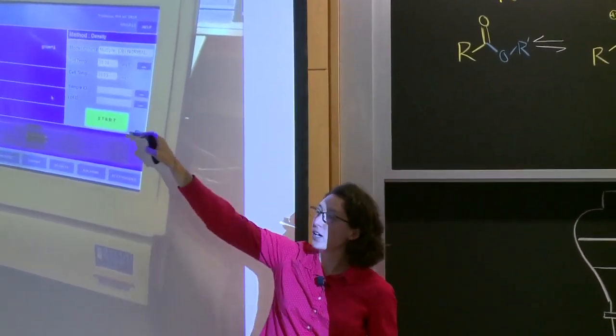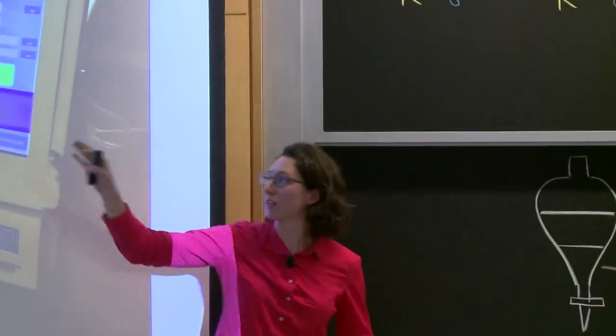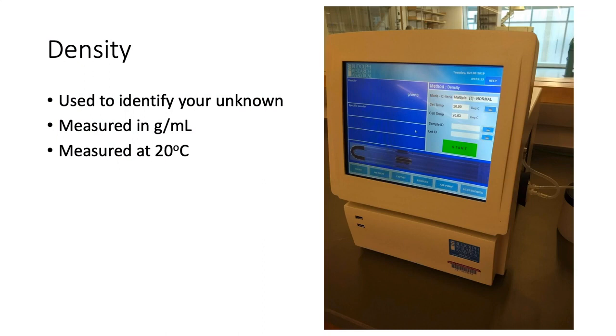And then you will press go and it will measure the density for you and it'll pop out the density number right there. So very simple, and then you can use that as an identifying characteristic of your ester, and you can compare that again to the chart in the beginning of the lab manual to use as information to help you identify your unknown.